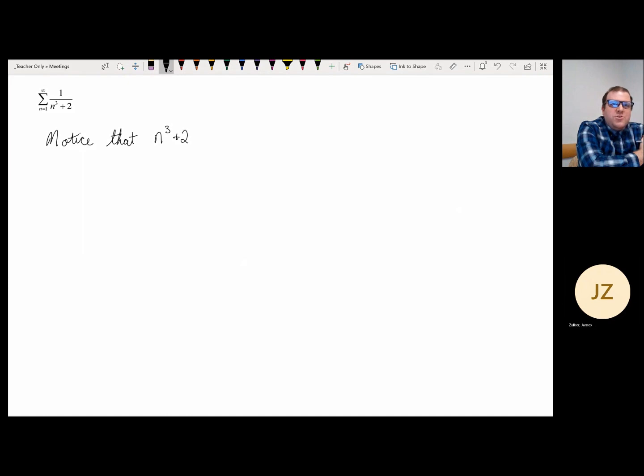Well, n cubed plus 2 is greater than or equal to n cubed, isn't it? For n larger than 1?